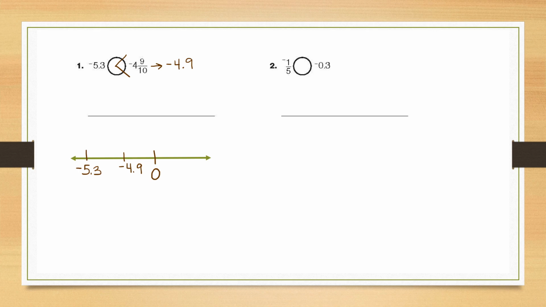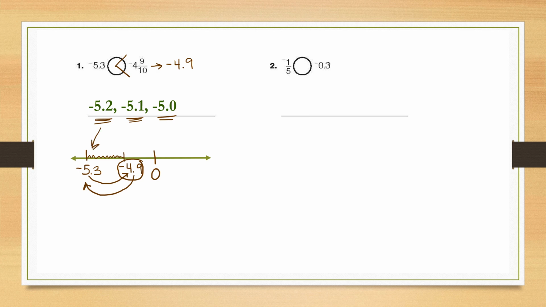Now, what numbers fall in between these two numbers? We can count from -5.3 backwards to -4.9, or we could count from -4.9 to -5.3. If we start at -4.9, the next number would be -5.0, then -5.1, then -5.2, then -5.3.